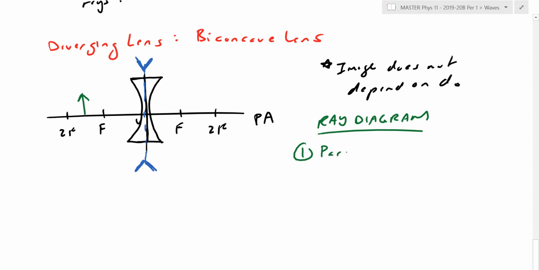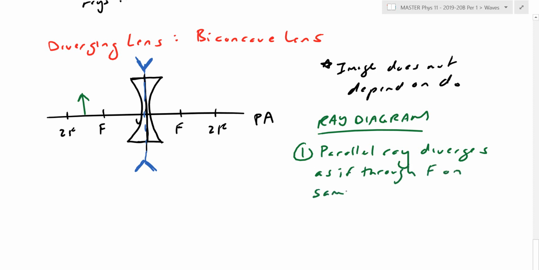We're going to have a parallel ray. A parallel ray diverges. It sort of leaves as if through F on the same side. I'm going to give you a summary chart later on so you can be clear which light rays you end up drawing. So this one here, we're going to draw a parallel light ray. Because we're expecting the light rays to just separate after they hit the lens, this time they're going to leave as if they had come through F on this side. So dotted line, it doesn't actually bounce back.